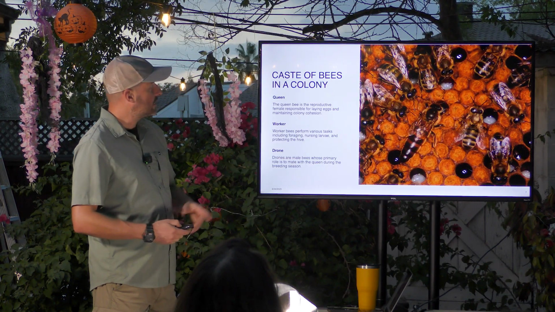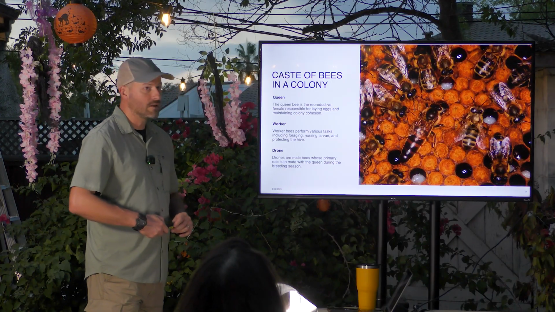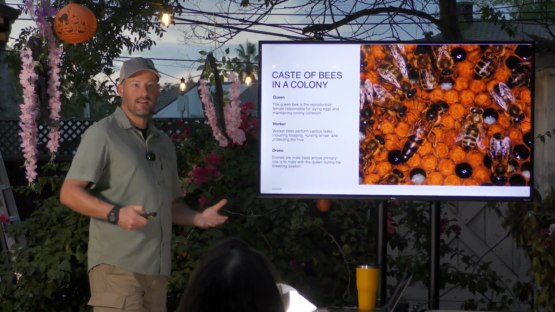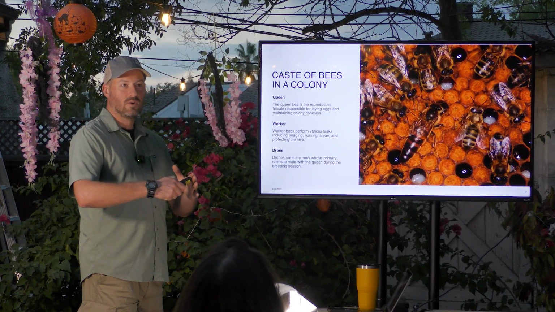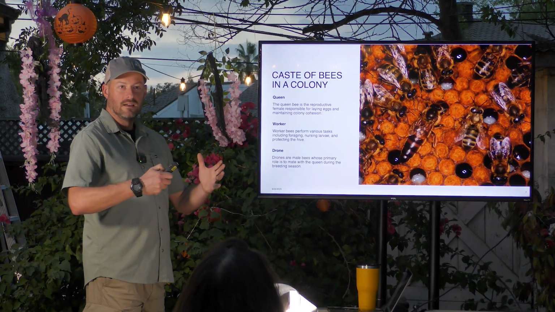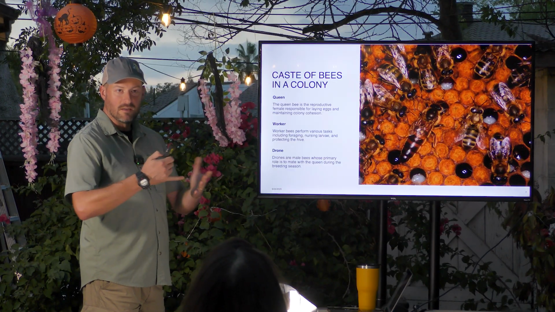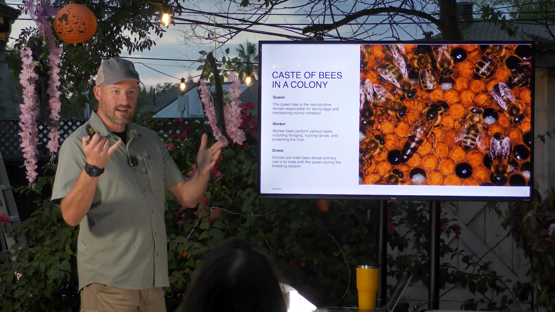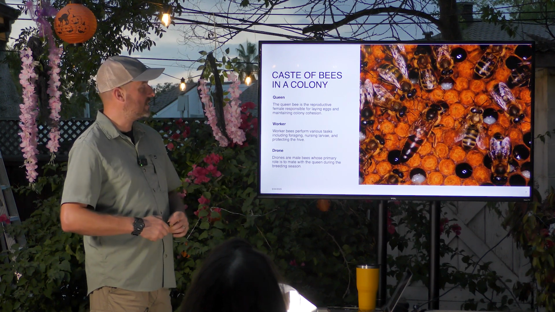Drones are the male bees. I don't have a picture of a drone on here. They're only produced in the spring, and that's when bees do their mating flights. So the bees mate. Once the drones mate, they die, because the females have stingers and the males don't. And so when they mate, it gets ripped off just like a stinger would, and they die.